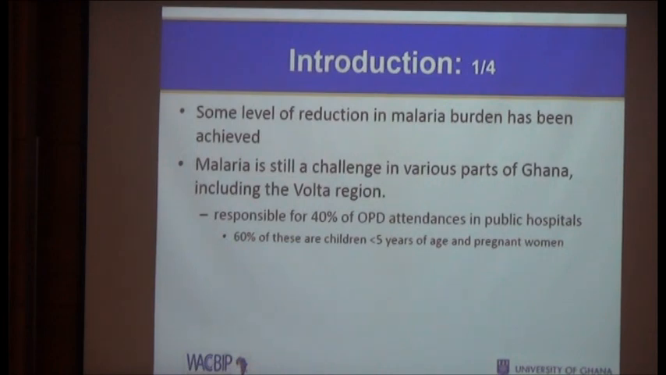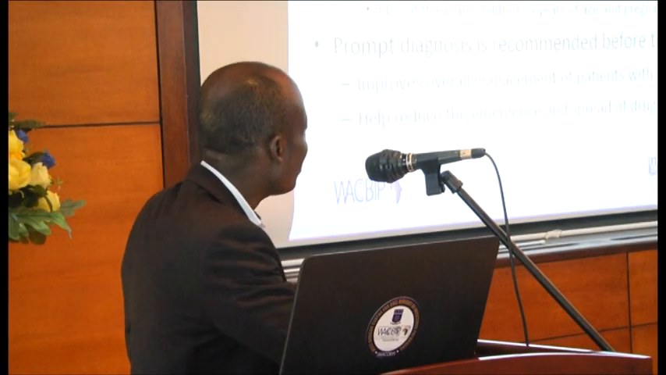So I'm sure we've heard it, that some level of reduction in the burden of malaria has been achieved. But there is still a problem, because if you come to Ghana and in our region, especially in the Volta region, it is still a problem because it accounts for about 40% of OPD cases. And out of this, 60% of them are children under 5 years or are pregnant women.